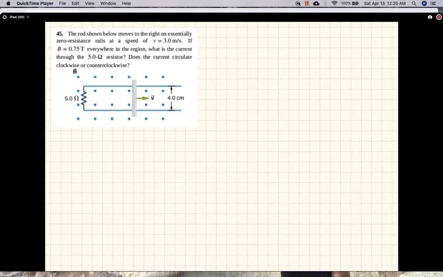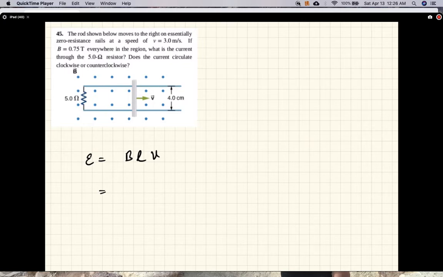Okay, so now here's the thing. When the rod is moving to the right, the EMF induced in this section is what comes into play, because that's what drives the current. That's where it's connected. And the length of the rod would be 4 centimeters. So the EMF induced in the rod is BLV, and B as you can see is coming out of the sheet of the paper.